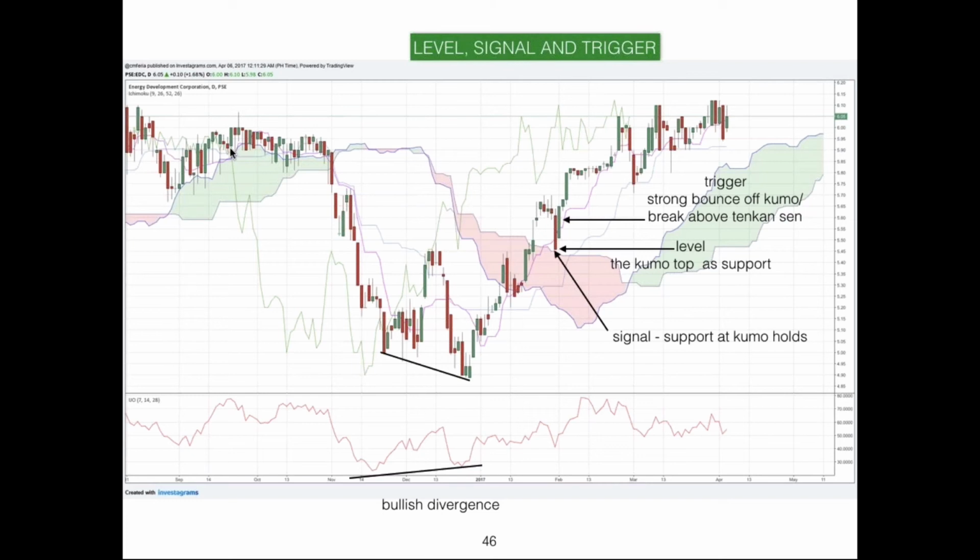So what did we say about uptrends? Each uptrend starts with a Kumo breakout. Therefore, as long as price is still below the Kumo, it is still bearish. The breakout above the Kumo and the successful retest as support is a good entry point.